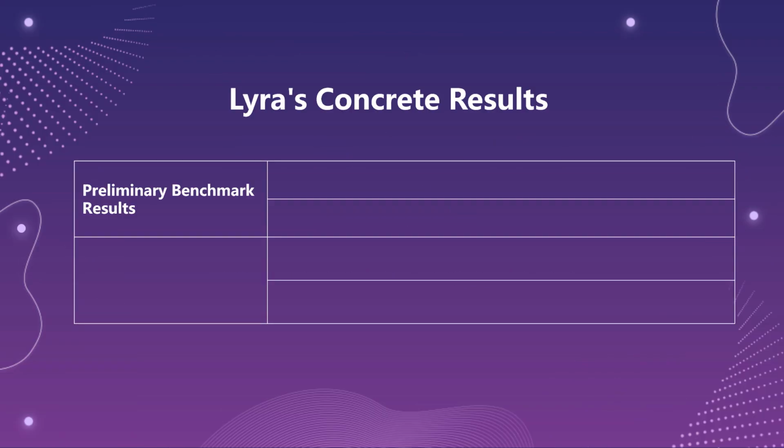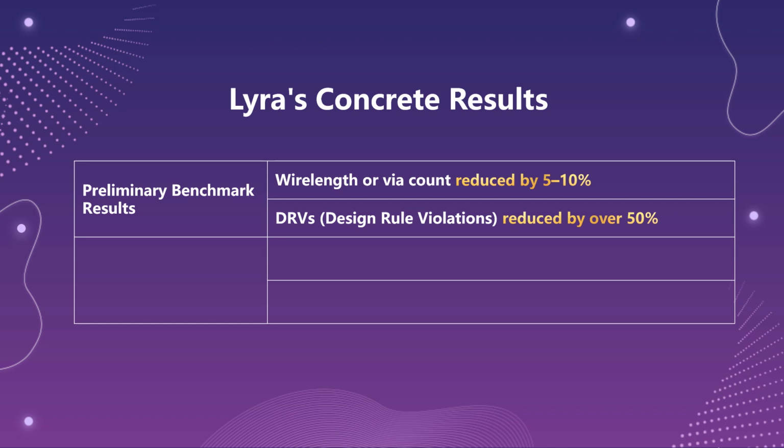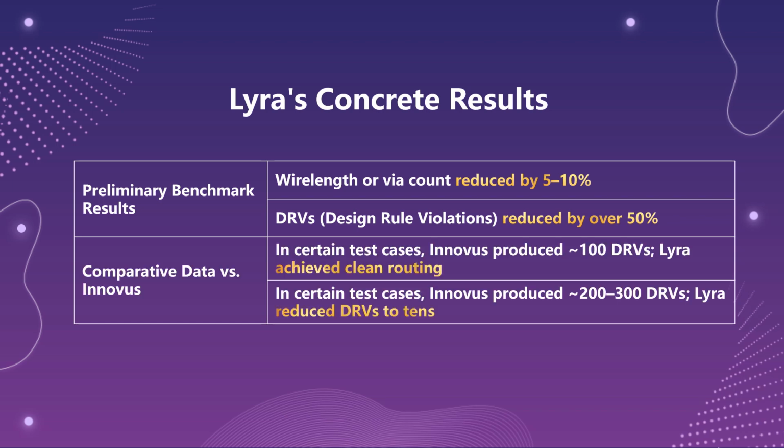Here are the detailed benchmark results in table form. As you can see across multiple test cases, Lyra delivers consistent improvements. Wire length reductions translate directly to lower parasitic RC and reduced signal delay. Via count reductions improve yield and reliability. And most importantly, DRC violation reductions mean fewer iterations and faster convergence to sign-off. These are not marginal gains. They represent meaningful quality of result improvements that compound across the entire design cycle.